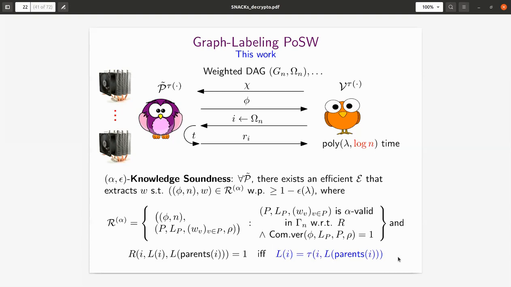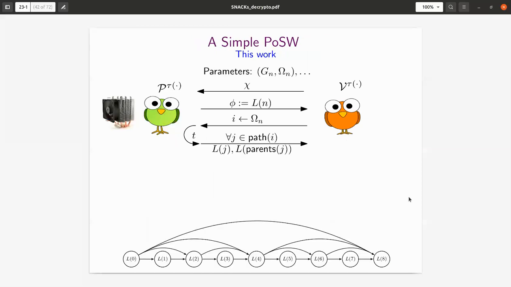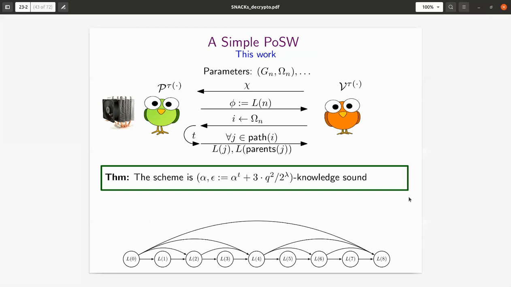So this is our generalization to graph labeling proof of sequential work. Existing constructions are in the random oracle model, so this knowledge soundness is not hard to satisfy. And we show that existing constructions that we care about, such as CP, also satisfy this notion, because these are the constructions that are practical and would potentially be used. So this is one generalization of our work. We generalize proof of sequential work, and this construction that I showed you before is also secure according to this notion.